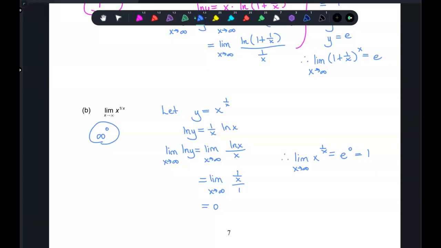Are we good with that? I don't have to go back. It's always going to be natural log of y equal to that. So, like I said, you can just jump right to e to whatever we get here as the answer.